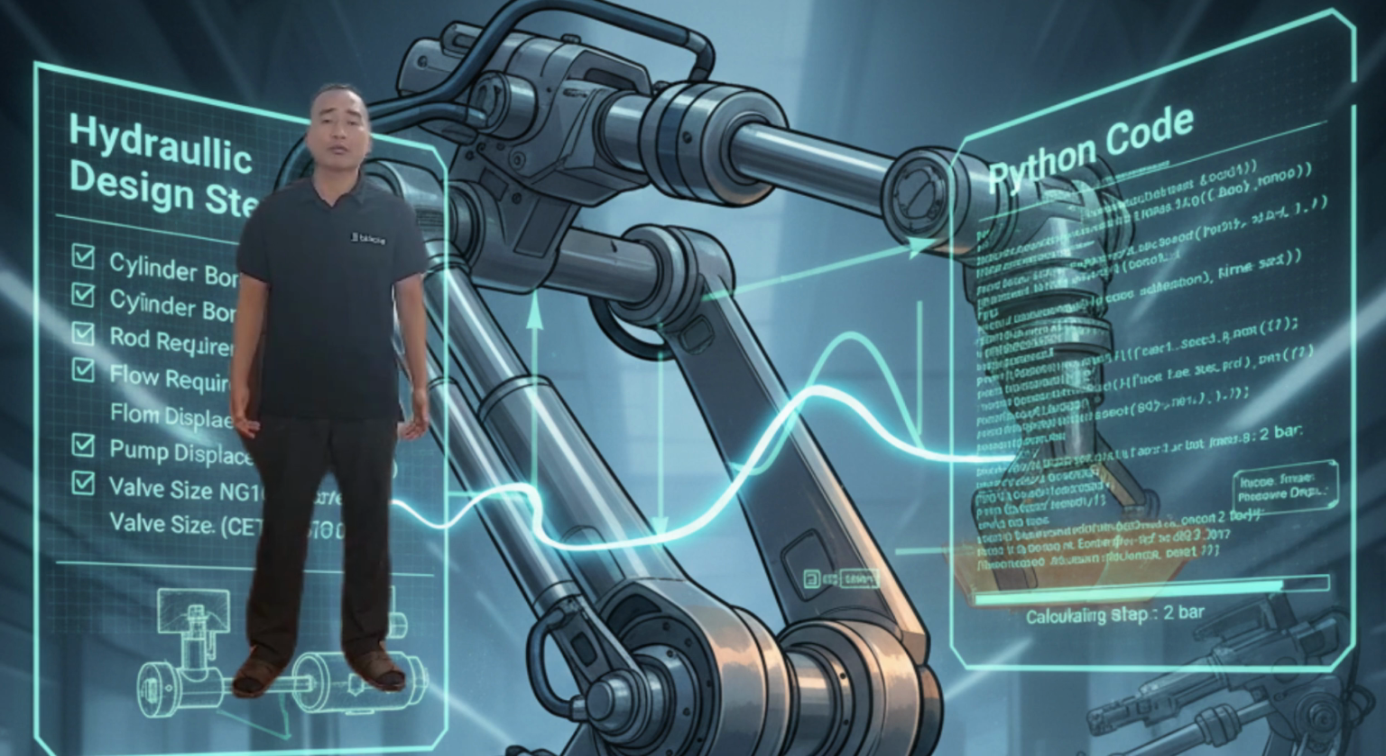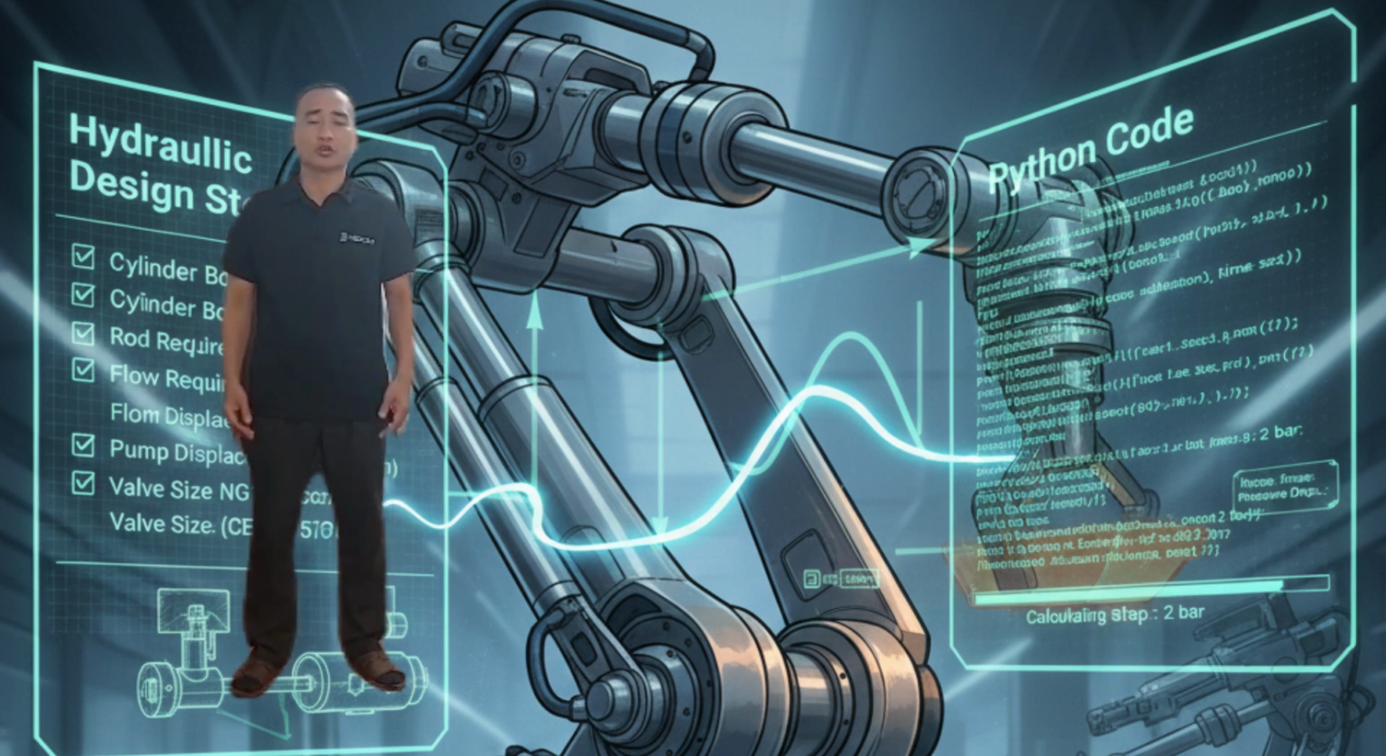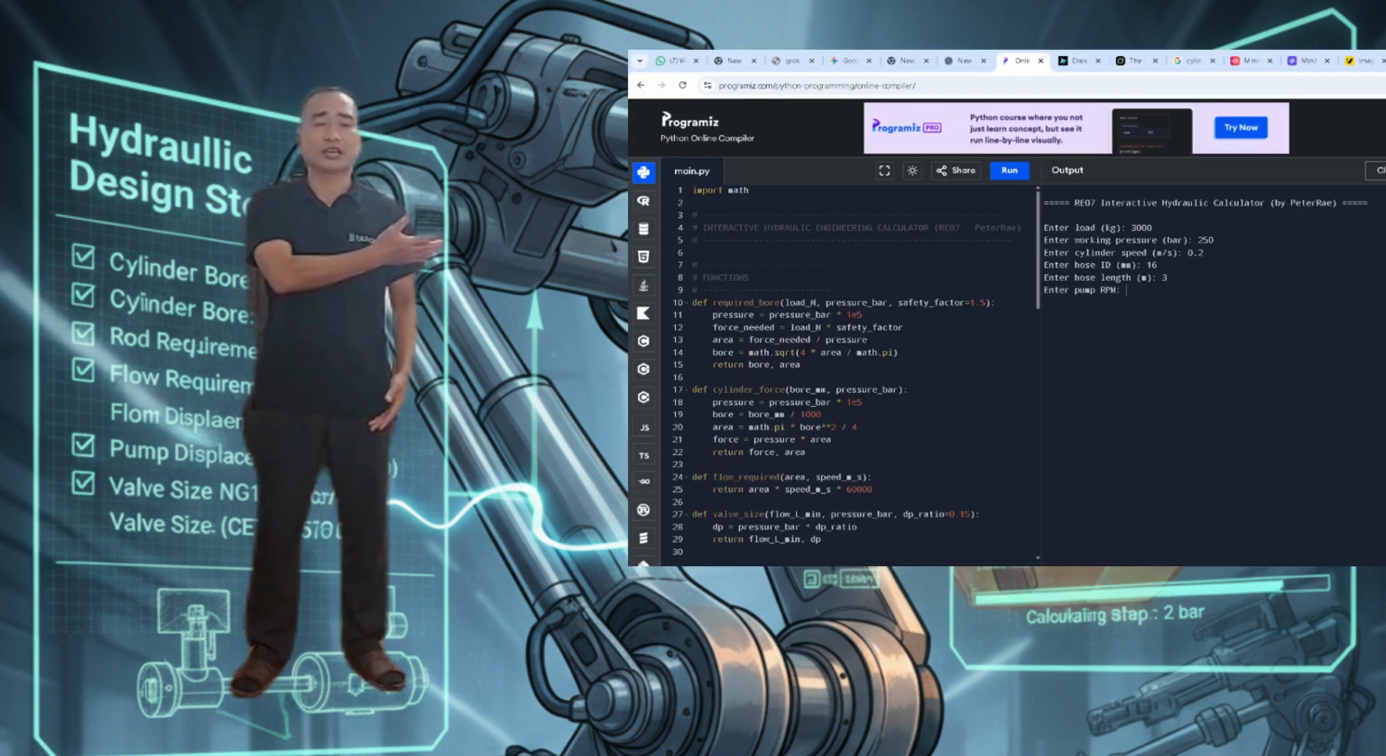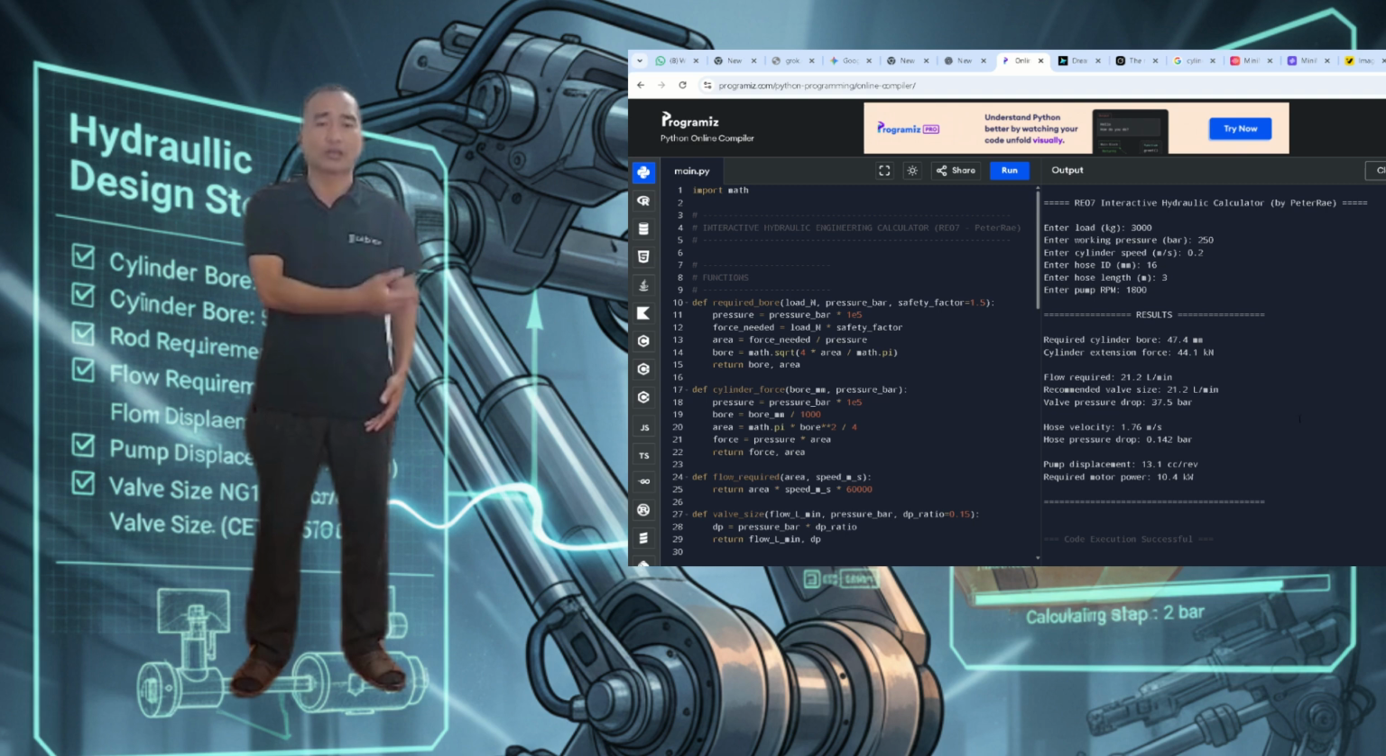You don't have to be a pro at math. You don't have to be a programmer. You just need curiosity, and Python will do the heavy lifting. So grab a notebook or open your IDE, because by the end of this lesson, you will understand how to use Python to calculate hydraulic cylinder force, bore size, valve flow, pressure drops, and even pump sizing. And yes, this is real engineering used in robotics and automation today.